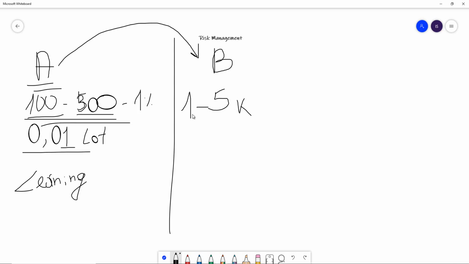All right. So if you have an account which is more than 1K, then you should be a B trader. You should be confident in your skills. And what is the goal of this B category? The goal is to raise the capital. The goal is to make percentages. All right. So what I suggest to those people is to risk from 1 to 2% per trade.